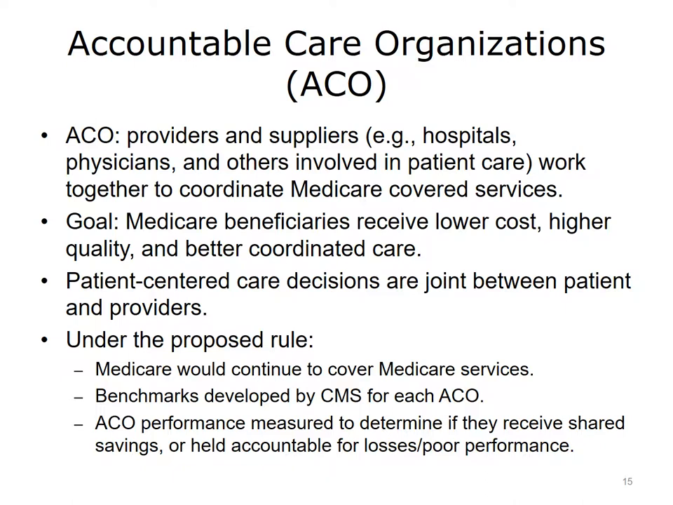ACA also created accountable care organizations. Accountable care organizations, ACOs, refer to physicians, hospitals, other providers, and service suppliers that have agreed to work together to coordinate patient care under the original Medicare program. Some private payers have also set up ACO-type plans. While working to provide these coordinated services for Medicare beneficiaries, the provider groups establish a mechanism for shared governance and strive to provide high quality and coordinated care.